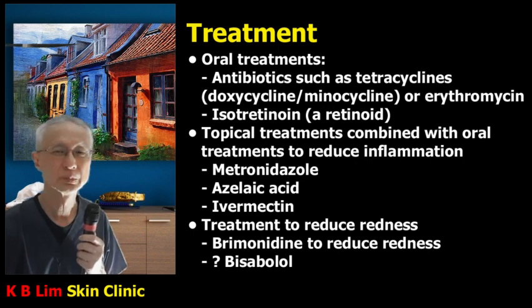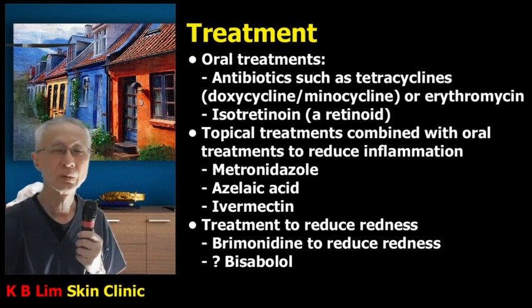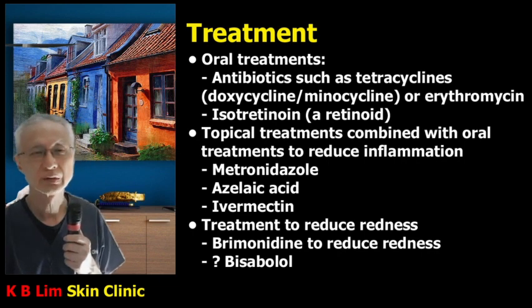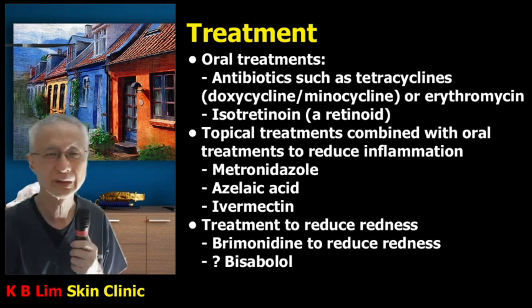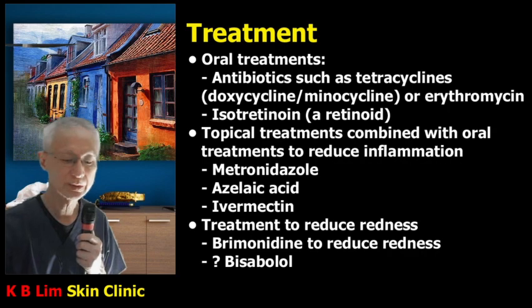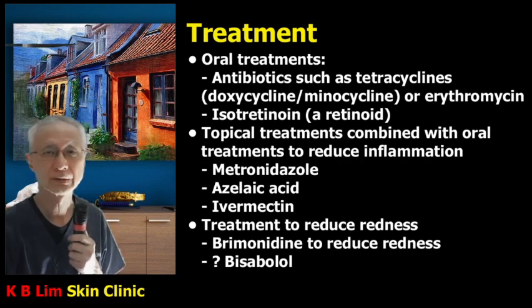And the other treatment is aimed at reducing the redness and the flushing, and one of the agents that can be used is brimonidine, also known as Mirvaso, or a product known as bisabolol, which is actually derived from chamomile tea. There's less data on the use of bisabolol for treatment of redness, but I think it works quite well, and it is safe to use long term. So these are some of the treatments, and very often we combine them to make them more effective.